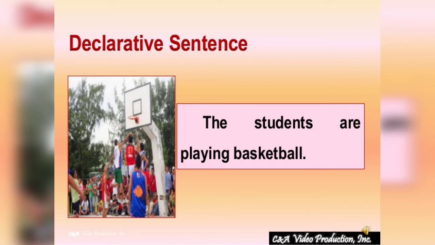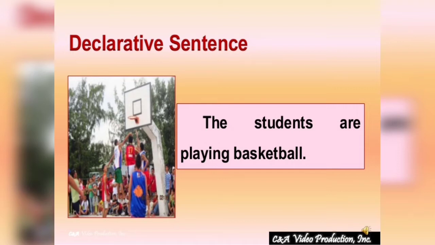Correct? So a declarative sentence is very simple. You need to understand it has always got a subject and a predicate. Have you got it, my dear student? See again and try to understand it.